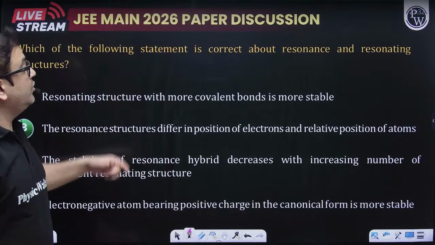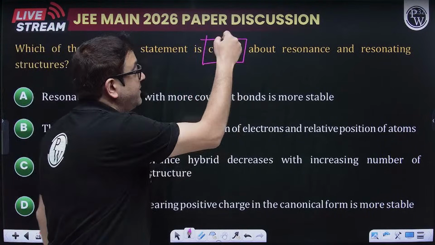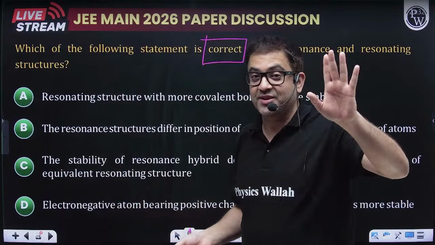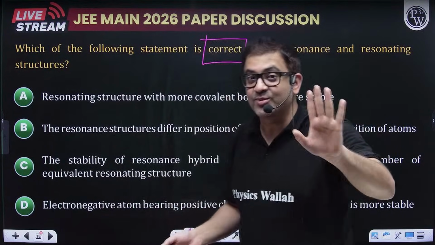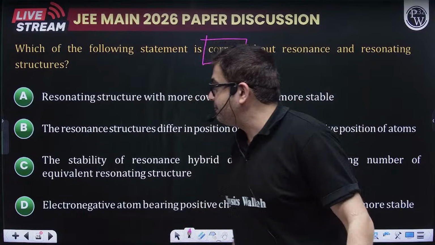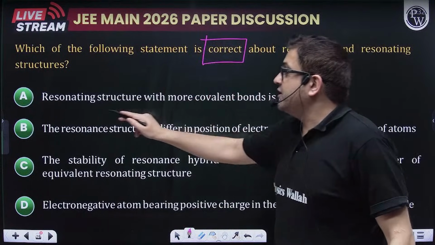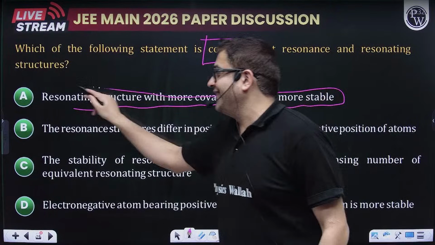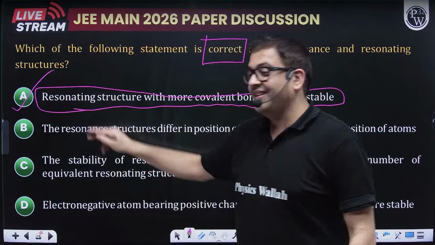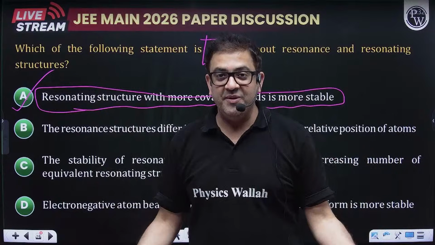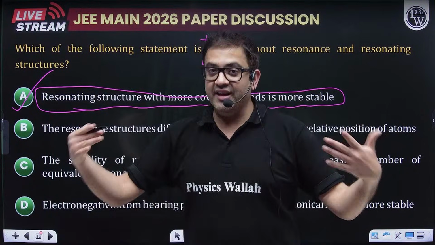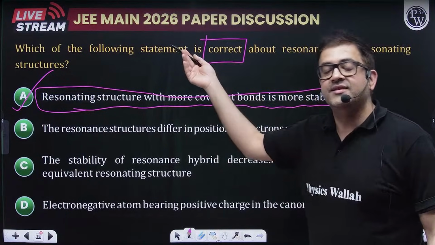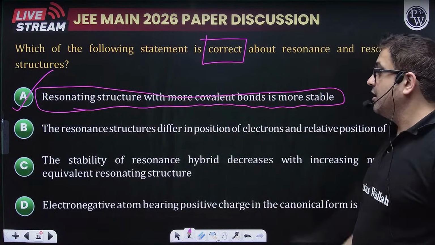It is saying now you have to identify the correct statement. Always make this a point, whether correct is asked or incorrect is asked, because some prejudice is made in the mind. So please do read the question properly, then proceed. The first statement is a resonating structure with more number of covalent bonds is more stable. Sir, this is the basic logic that we know, that the more the number of resonating structures, the greater will be the stability of the resonance hybrid. So this is definitely correct, an answer, but let us read the other options.